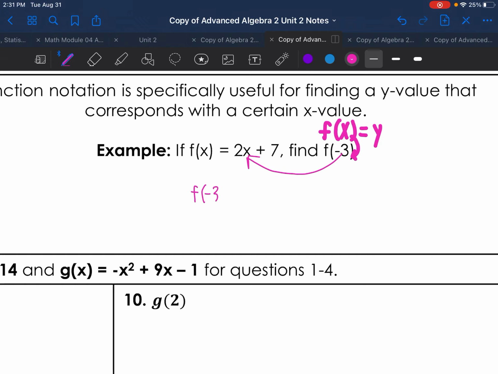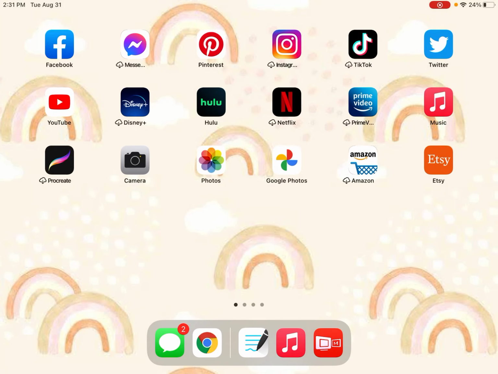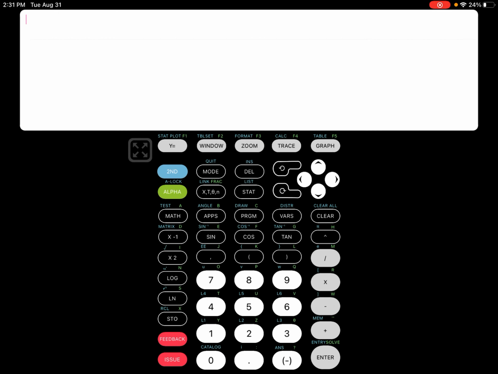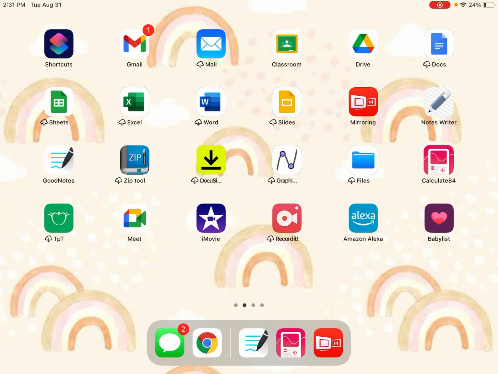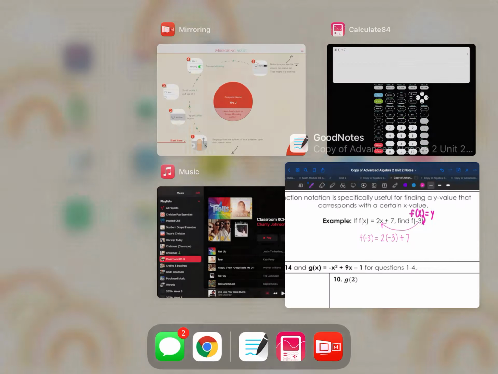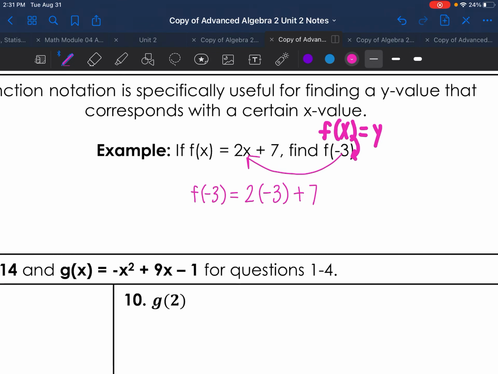F of -3 equals 2 times -3 plus 7. And you can type that into your calculator. If you do not have the Calculate 84 app, actually, yep, it's Calculate 84, I recommend you get it. 2 times -3 plus 7. And your answer is 1. So equals 1.